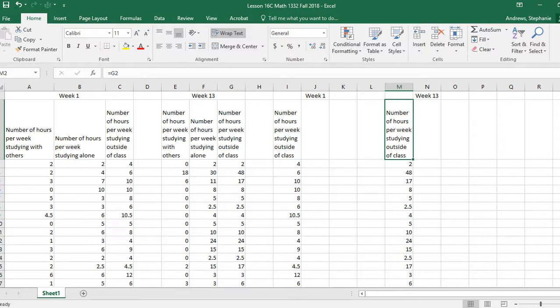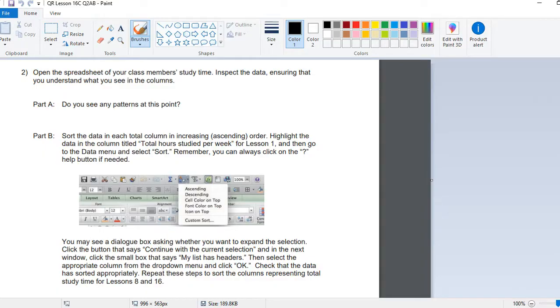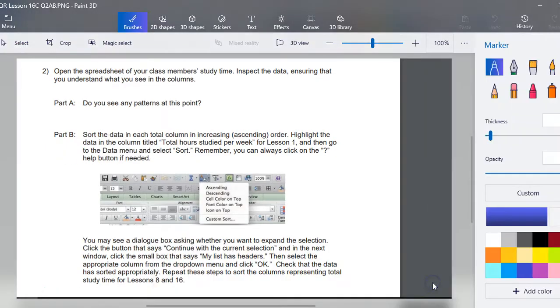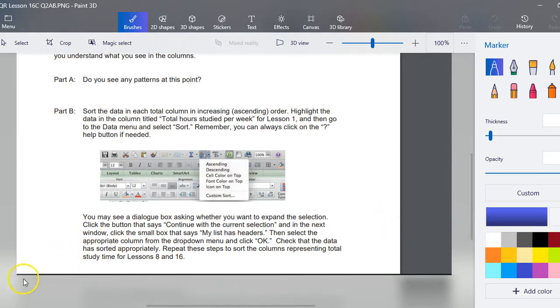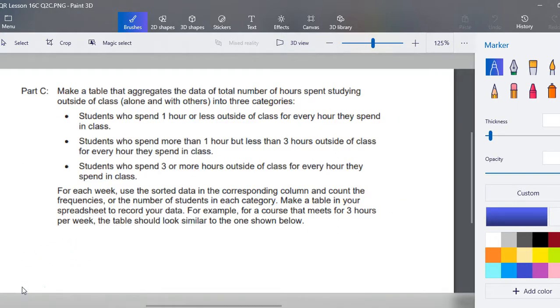Part B then says sort the data, ascending to descending, and it gives us some directions on a dialog box. It asks us to sort this data, and then on part C to make a table that aggregates the data together, the total number of hours spent studying outside of class, combined, alone and with others, into 3 categories.